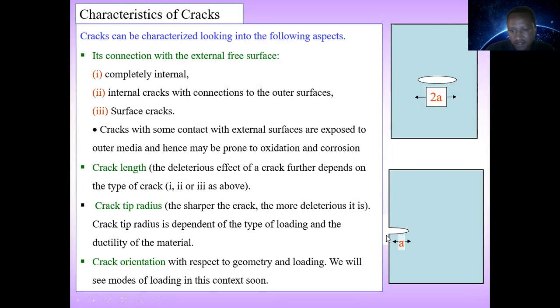Okay, actually this is the crack length, and the crack tip radius is here. The radius is here. Okay, this is the crack situation.